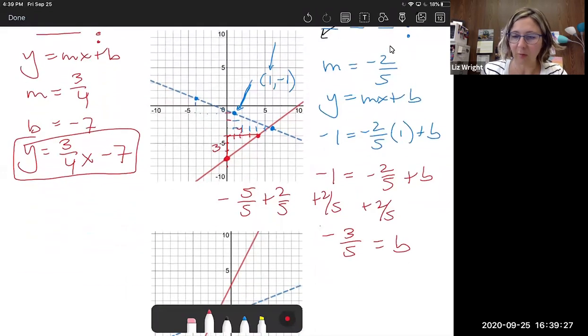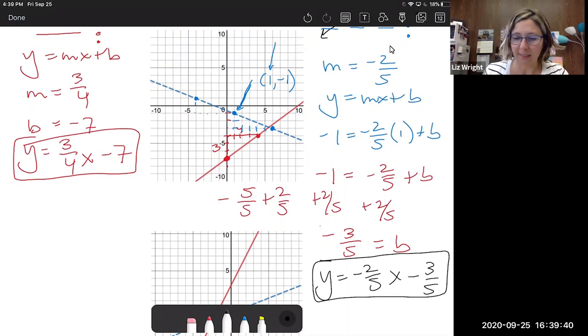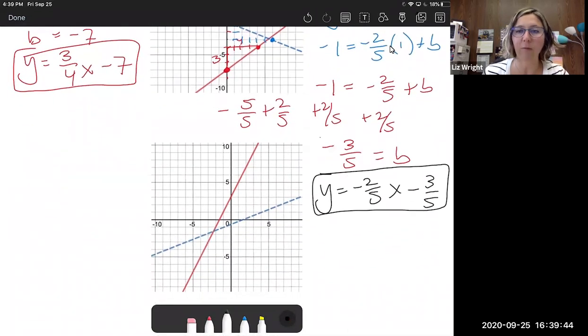All right, so now we're ready to write your equation. And the final equation is going to be y equals -2/5 x minus 3/5. And that's your final answer. All right, so then for these two down here, I'm going to have you guys try those on your own, and you should identify which one's the easy one first. Do the easy one first, then do the harder one.